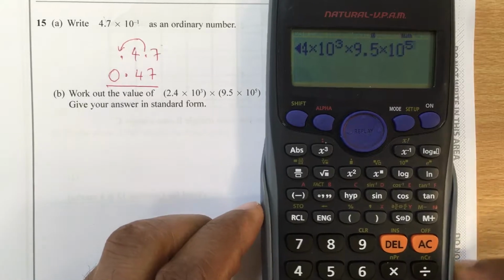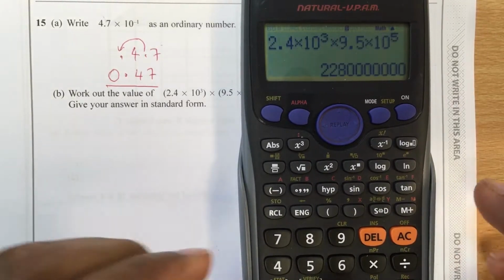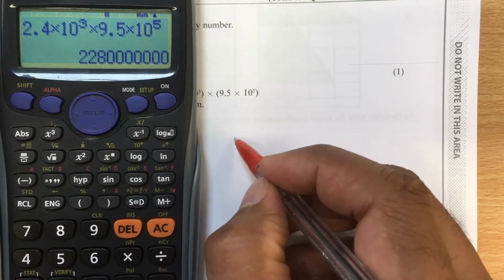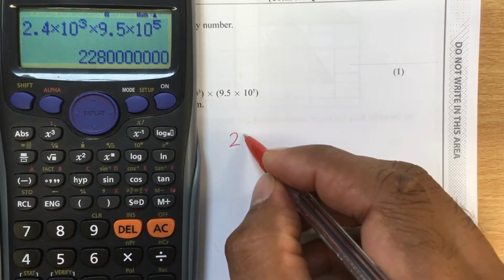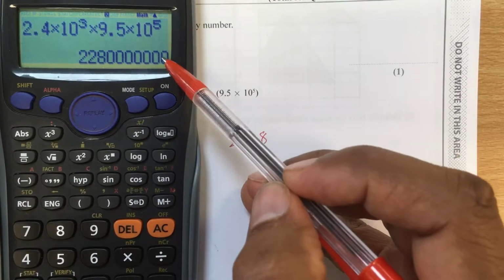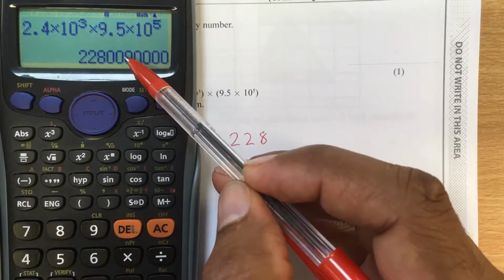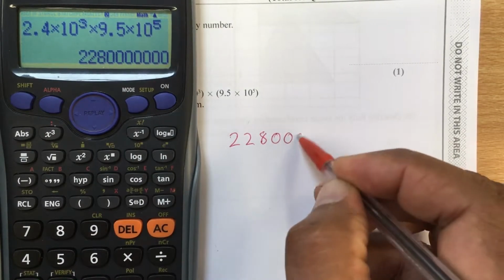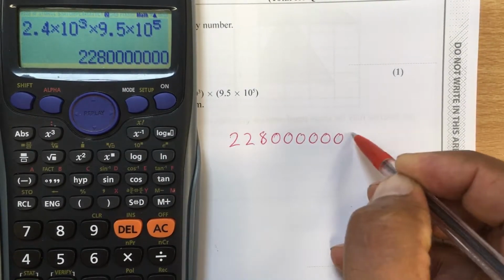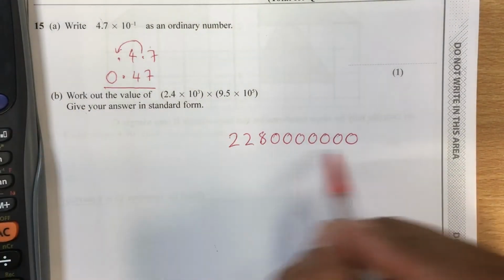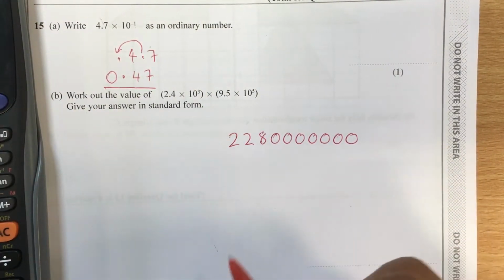And then the other bracket was to times that by 9.5 times 10 to the power 5. Now if I press equals on this, I'm going to get this number. I'm just going to write this down at the moment. It's going to give me 2, 2, 8, followed by 7 zeros. Now you'll get a mark for writing that straight from the calculator.